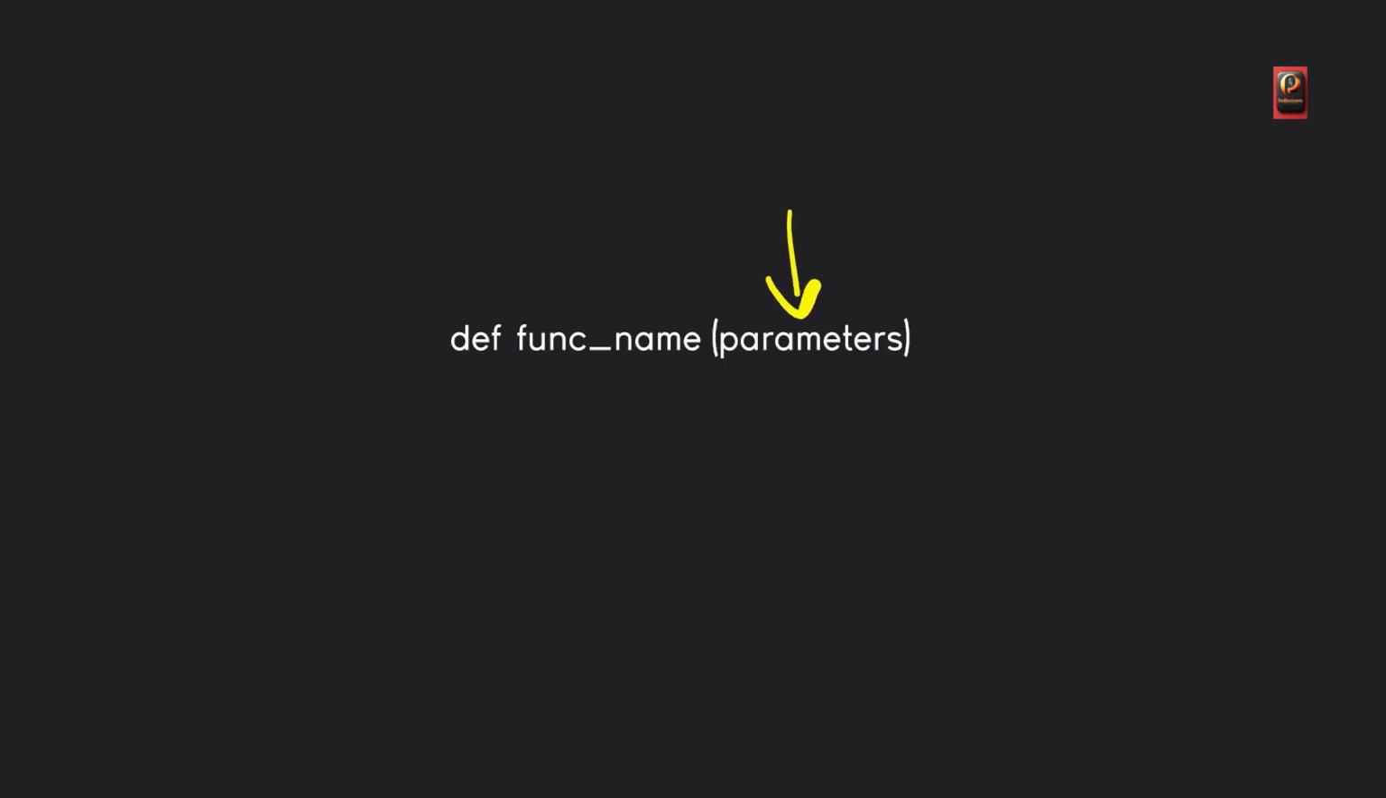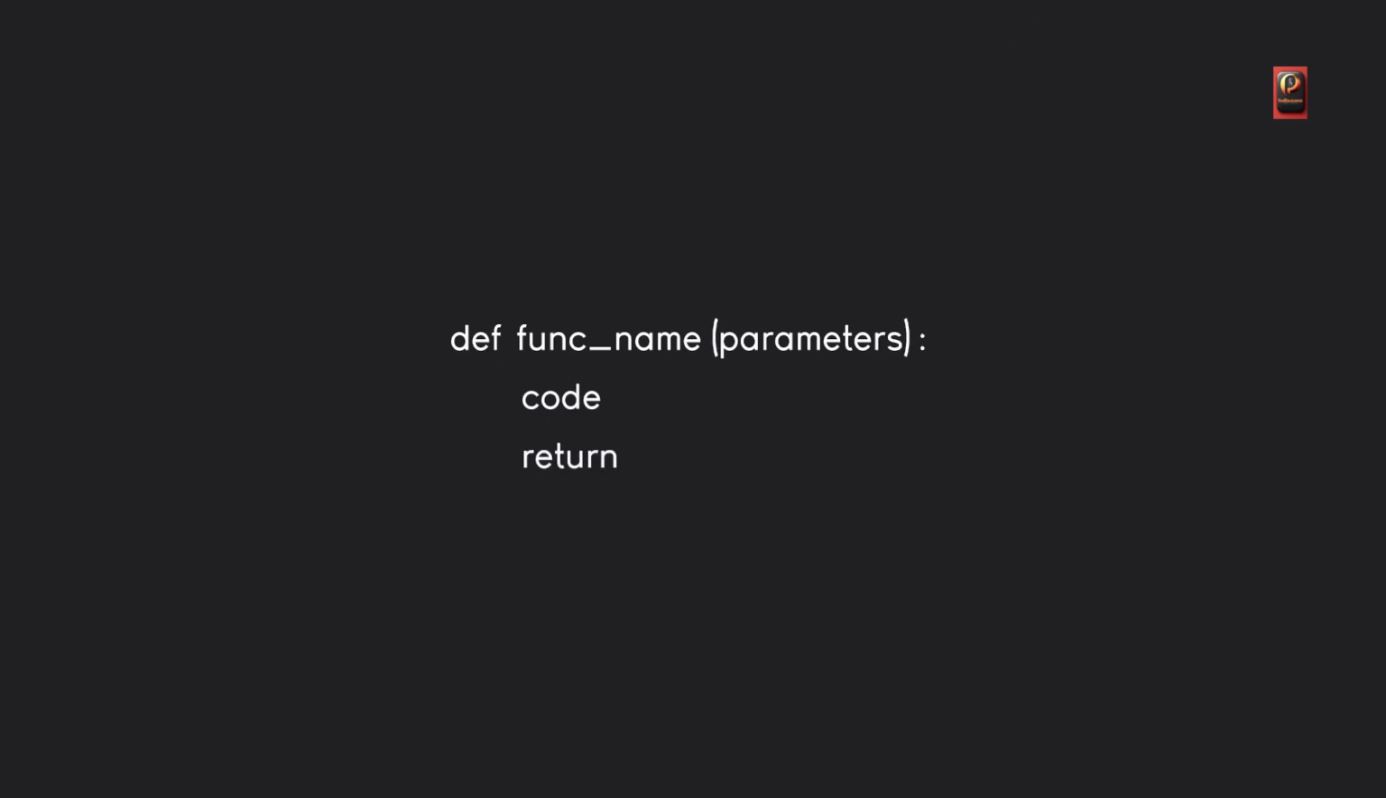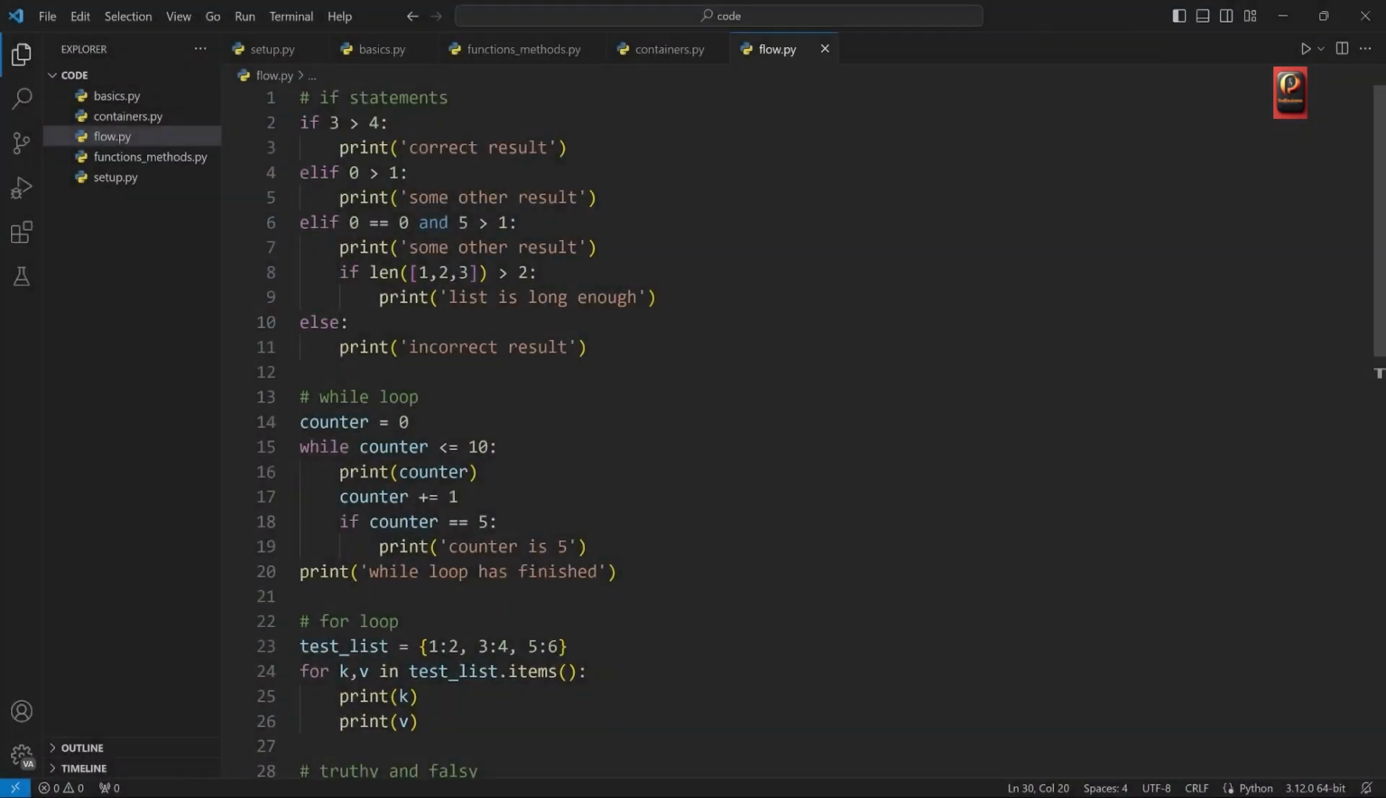These parameters serve as slots for the arguments that we'll add later when calling the function. After that, we'll need a colon, and then we can write whatever code we want inside the function. Additionally, we can specify a return value, meaning once you call the function, you can either return a value or not return anything. That's essentially all you need to know for the basics of a function.